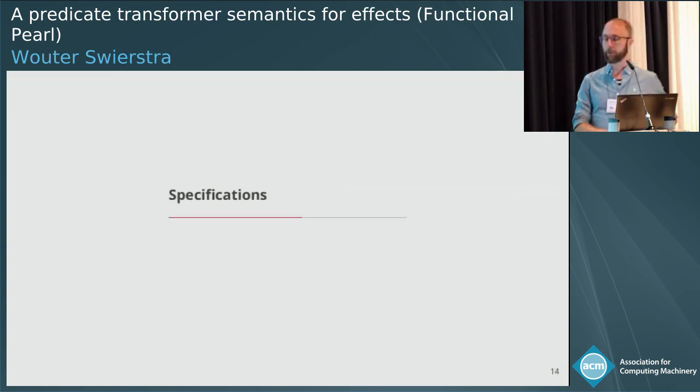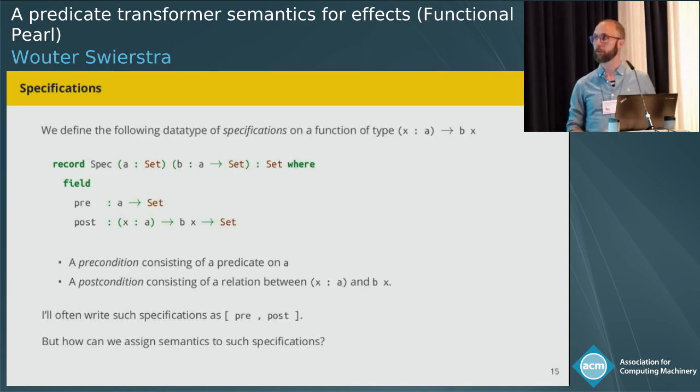So what is a specification? This is something we can take straight out of any book on Hoare logic. We have a record which contains a precondition and a postcondition. If we have a dependent function which goes from x in A to B of x, the precondition is a predicate on A, and the postcondition is a relation between the input and output types. I'll write these specifications with square brackets, pre-post.